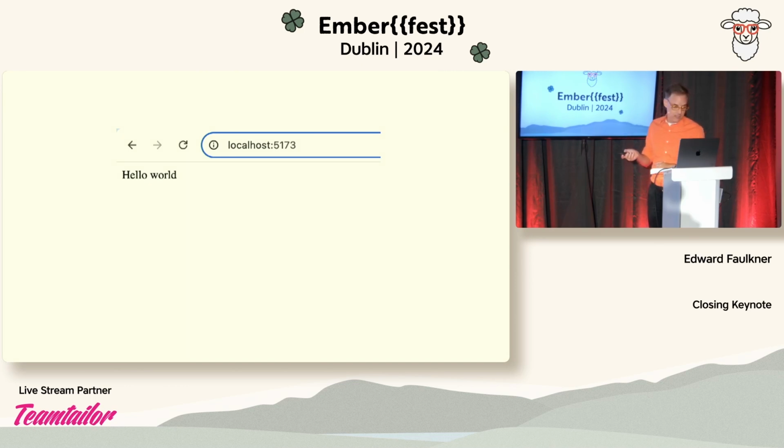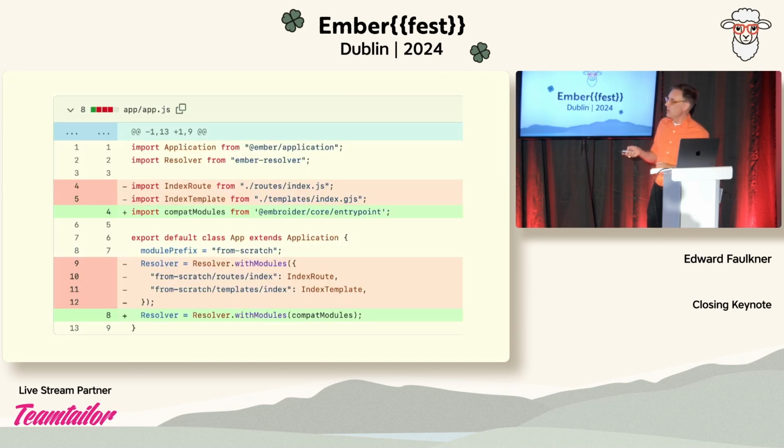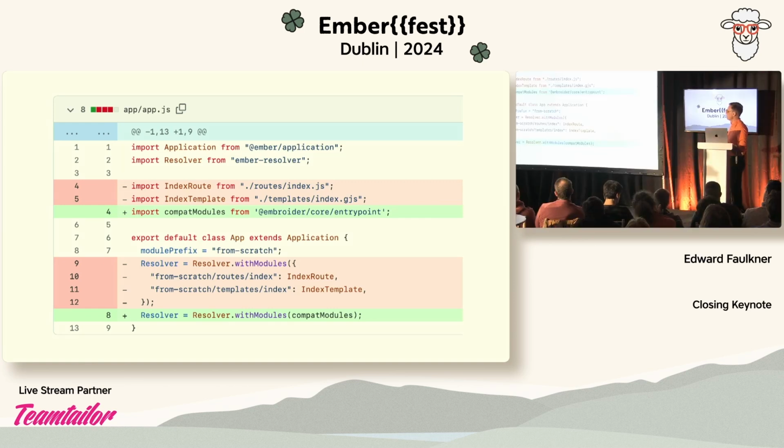Let's see. So I mentioned that we were doing all of our wiring up of modules by hand. You can imagine that would get old really fast as soon as you've got dozens of templates and services and many other things. And in fact, the problem is worse than just having to put in all your own code, because this resolver does need to know about things that come from add-ons too. There are a lot of traditional behaviors there that, if you don't want to break them, it needs to know about.